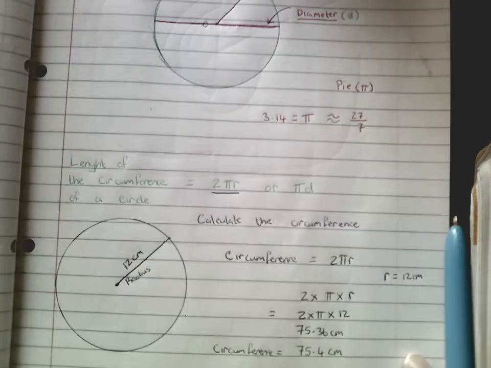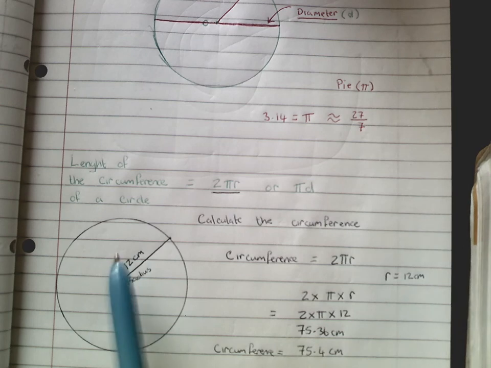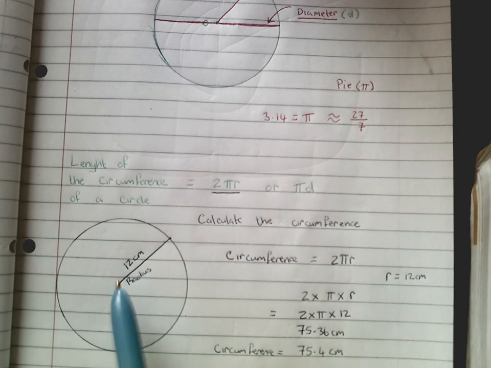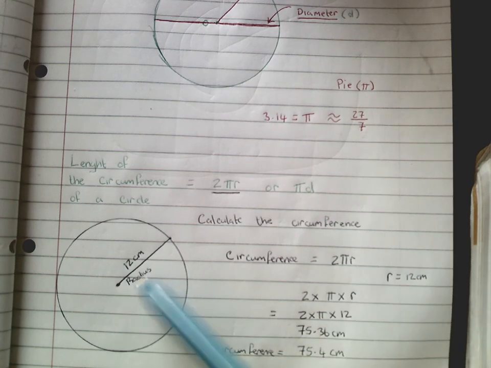And then we just went through this example here to show you how to calculate the circumference given the radius of a particular circle.